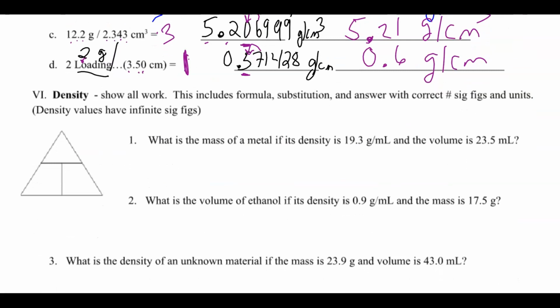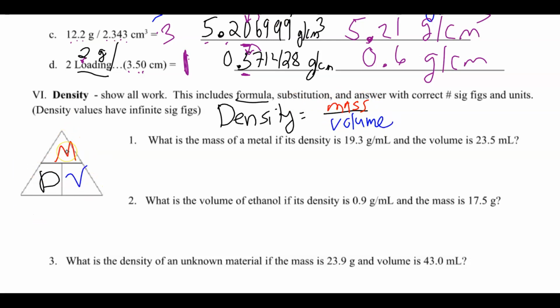Okay, our last section here is going to be on density. So show all work. This includes the formula, the substitution, and the answer with the correct number of sig figs in units. So let's start with our formula. Density is equal to mass over volume. Okay? And you can use the triangle or the algebra equation.